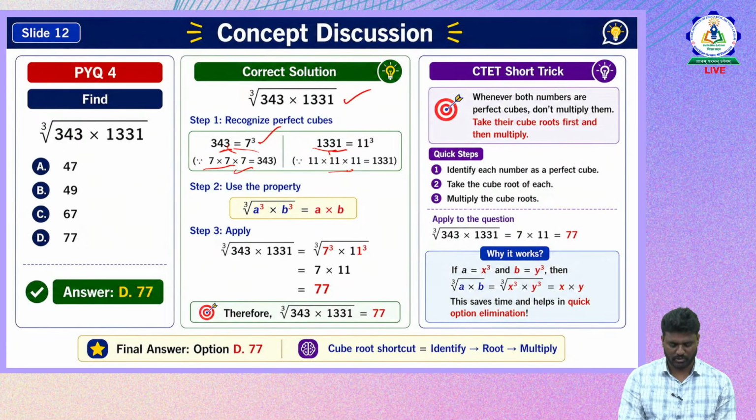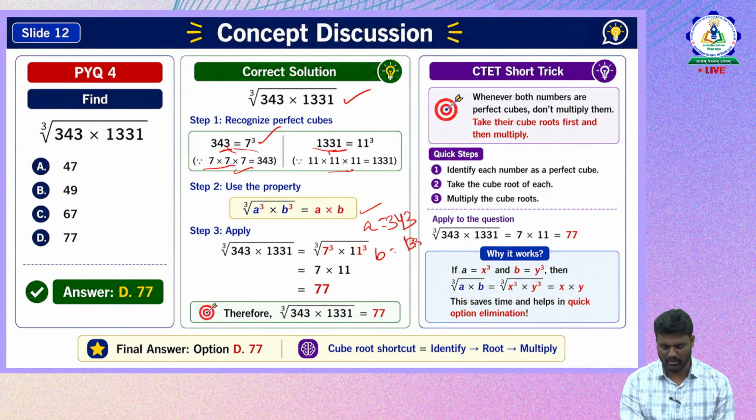Okay, now the formula, the property which is given: cube root of a to the power of 3 into b to the power of 3, then the value is a into b only. Now from the given question here, what is the a value? a is equal to 343, b is equal to 1331. So it is in the form of this property. So cube root of a cubed and b cubed is equal to a into b.